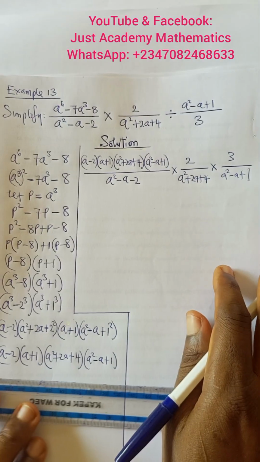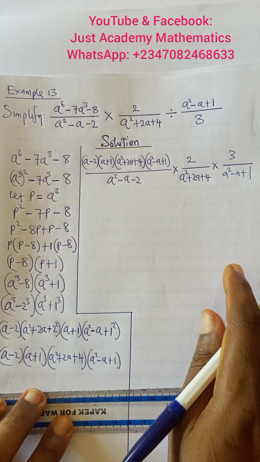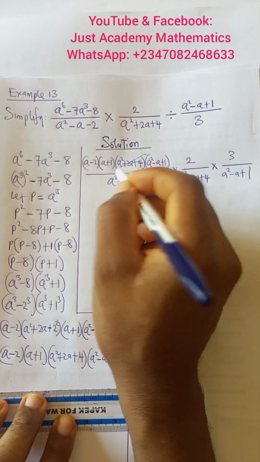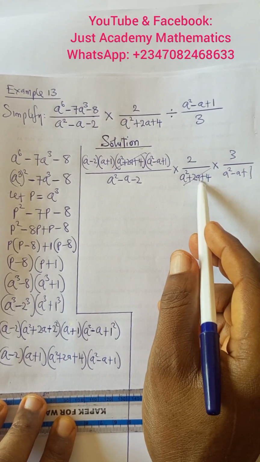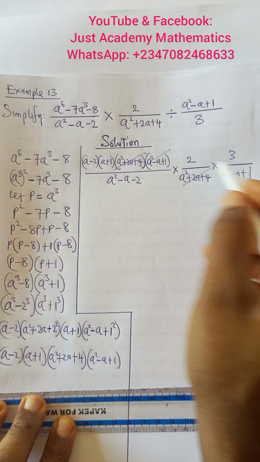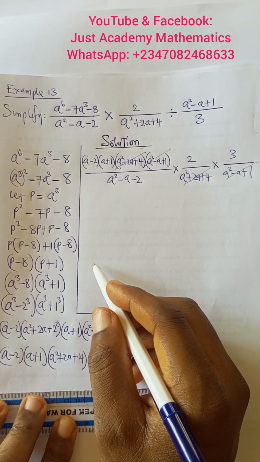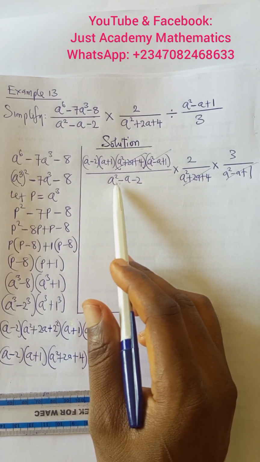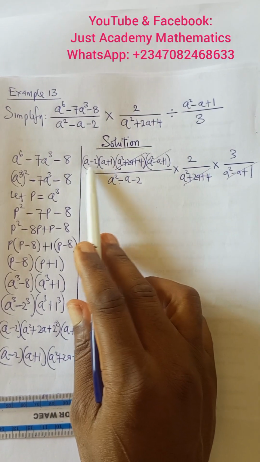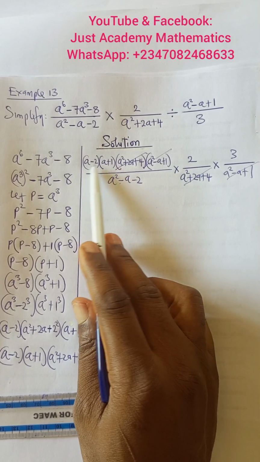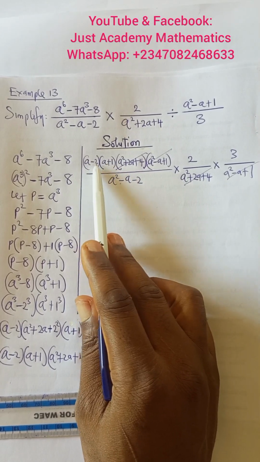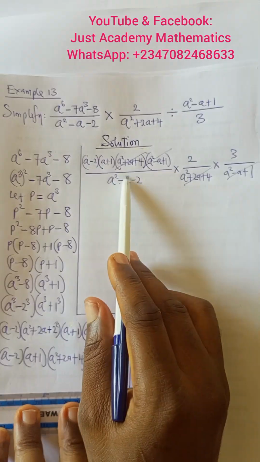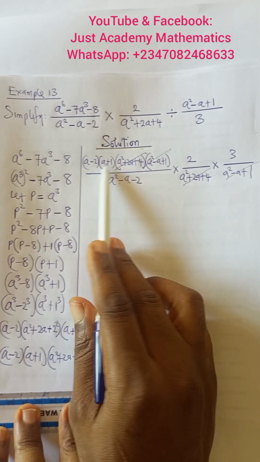Obviously, we can cancel from here first and see what is remaining. This one can cancel this one, a squared plus 2a plus 4, the same thing. Even this one can cancel this one. They are the same. So we're left with this and this. And even this, if you factorize it, or open this bracket, you have a squared minus a minus 2. So the opening of this bracket will give you this one.